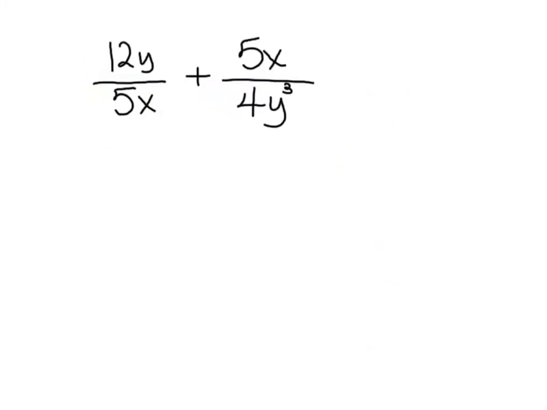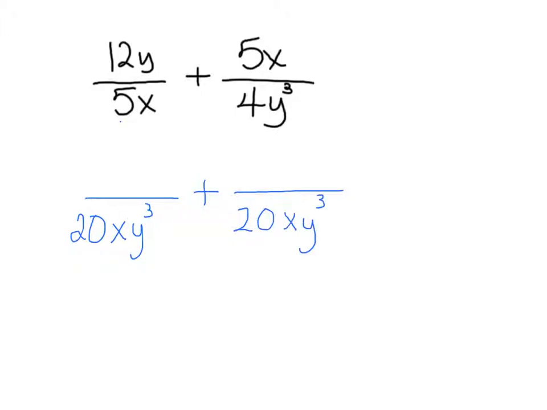So let's put all the pieces together here. I have two fractions with two different denominators. So the easiest way to get a common denominator is to multiply it all together. Now I'm going to write this twice just for simplification purposes. All right. So I have a 5 and a 4, that's 20. I have an x and I have a y to the third. That's my common denominator when I multiply them together.